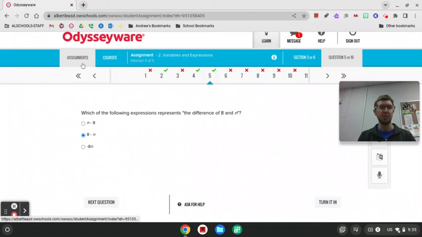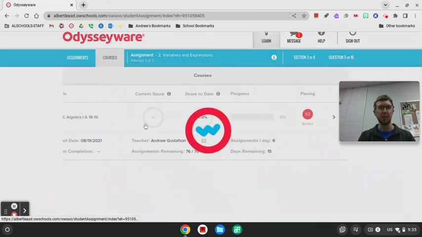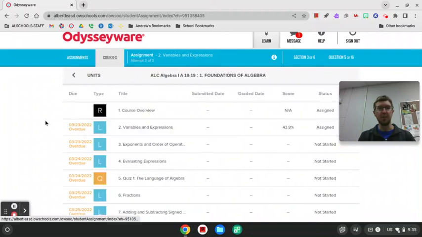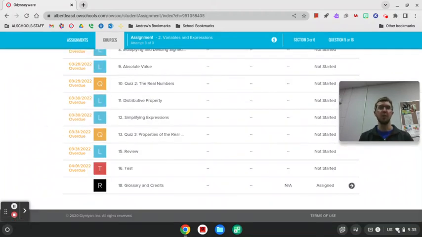Again, you have two choices for your tests. You can either take the test in Odysseyware like normal, or you can copy one problem from each lesson in the unit, not the quizzes, just the lessons, one question from each lesson in the unit, show me how you got the answer, and give that to me. You just turn that in to me, and I will put that grade in for the test.